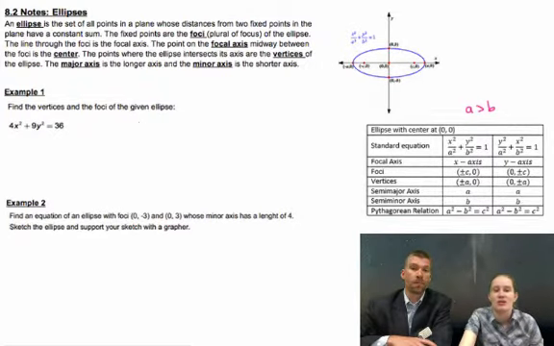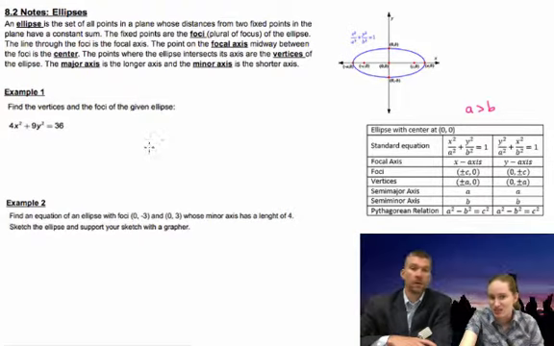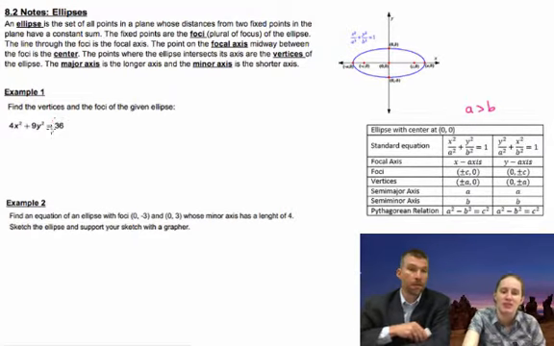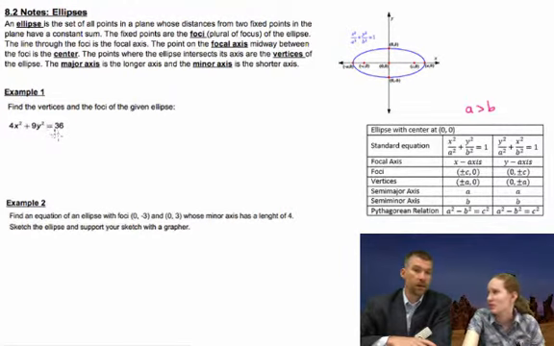All right, so on example one, let's find the vertices and the foci of the given ellipse. First off, please notice that for an ellipse, you have to equal 1. That would be standard form. So how do I change a 36 to a 1? You divide by 36. So if we divide one thing by 36, we have to do it to everything.